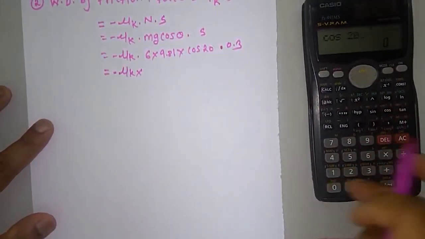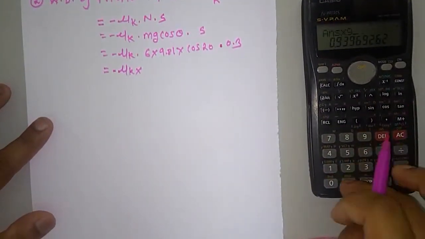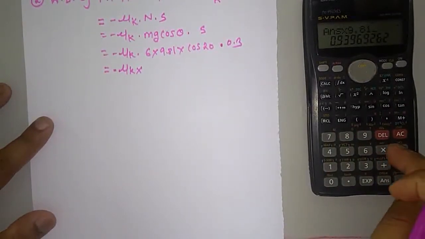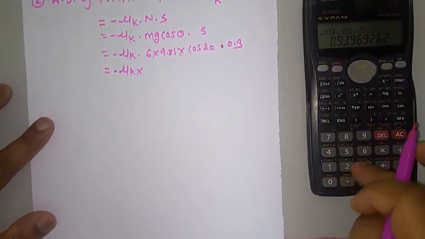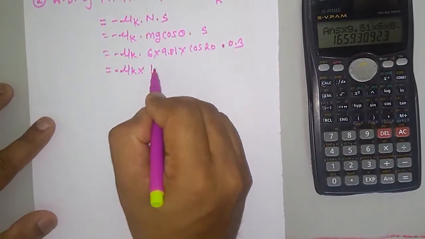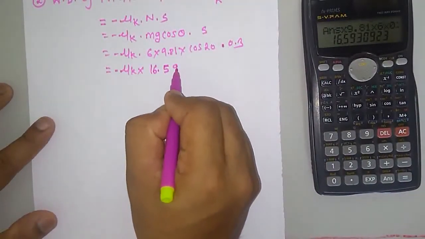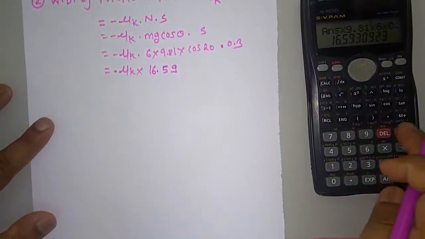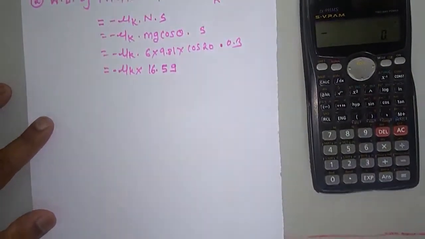So calculate this and you will get the value. So it is cos 20 into 9.81 into 6 into 0.3. So you will get 16.59. Okay, you will get 16.59.